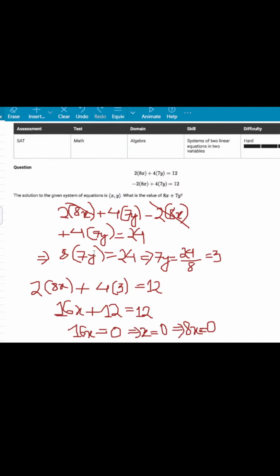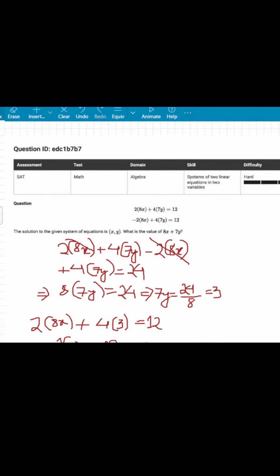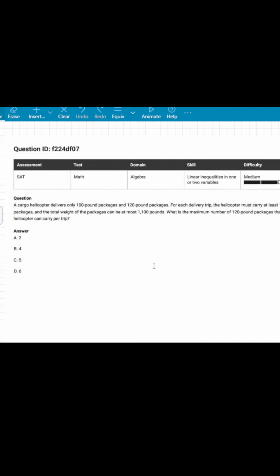Okay, let us go to the next question. So this is the question. We're given this equation, this question, and it is based on linear inequalities. This time, inequalities in one or two variables, and it is a medium level question. So let us read the question.